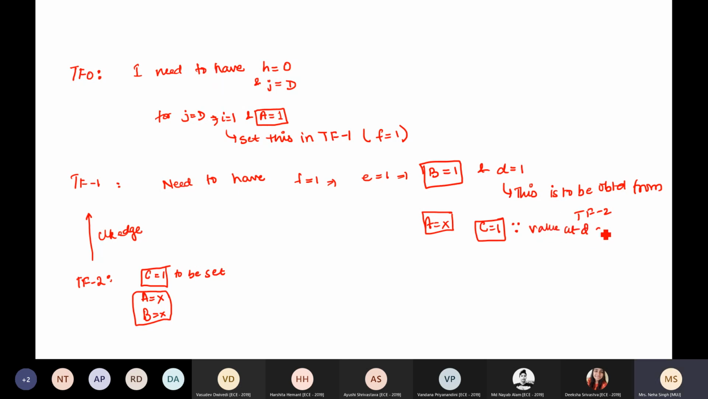value at D should not change after the next clock, so that the value of E is still 1 after the next clock edge. Okay, all three of my inputs are specified. Now I apply the clock edge and I move towards TF0.